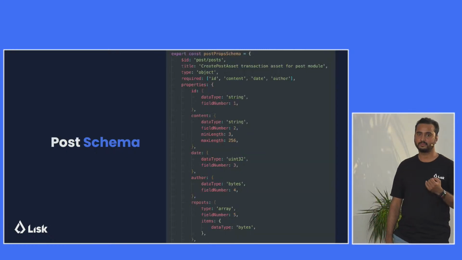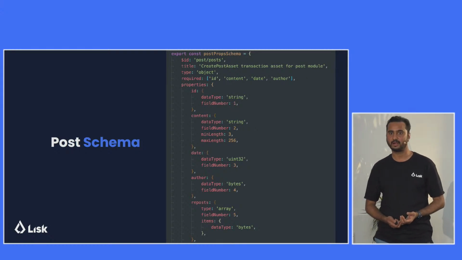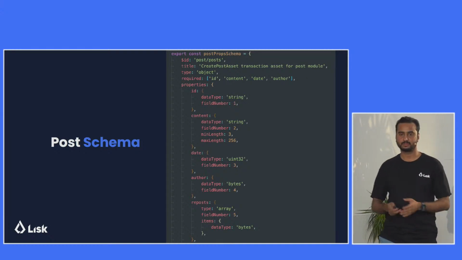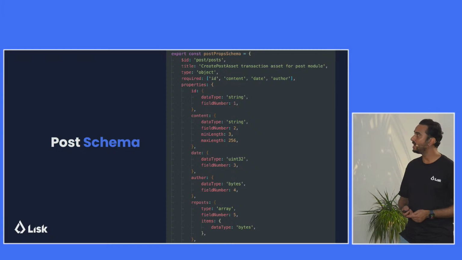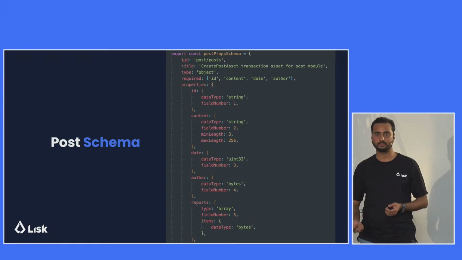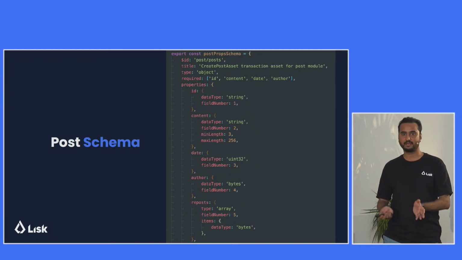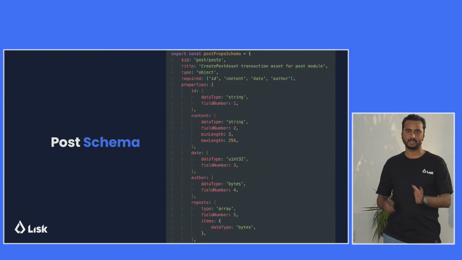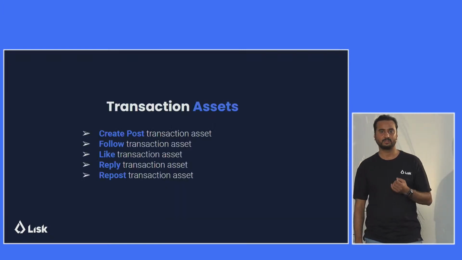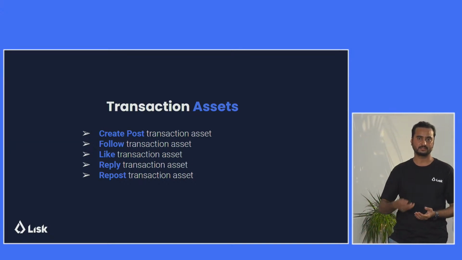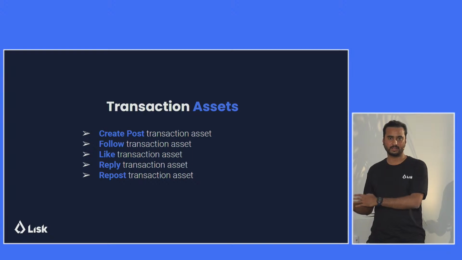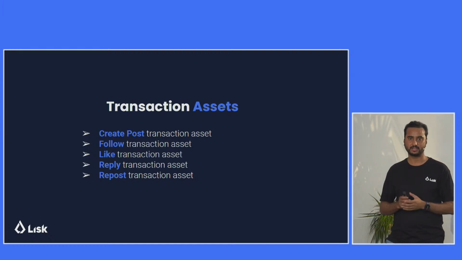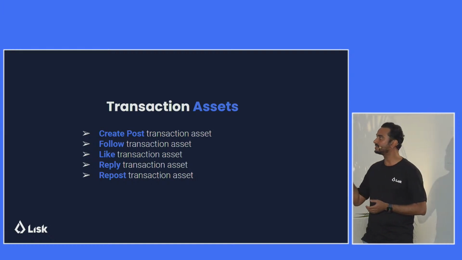Similar to that, we have a post schema that needs to be defined with, for example, the ID of the post, the content of the post, what you write in the post, the date, the author, repost, etc. So once you define all this schema for your module, which is the post board application, the next thing is to define transaction assets. In order to change the state of whatever is stored in these accounts related to the blockchain, this postboard application, you will define different transaction assets.